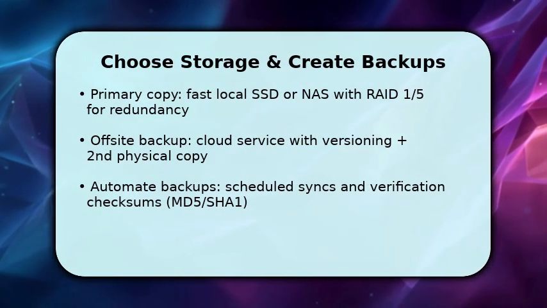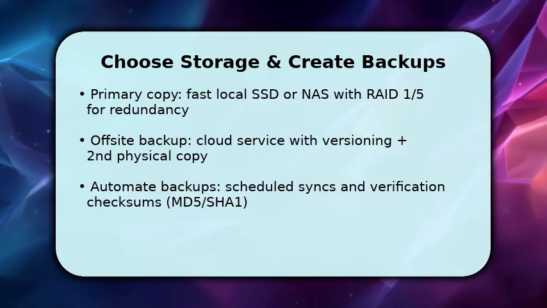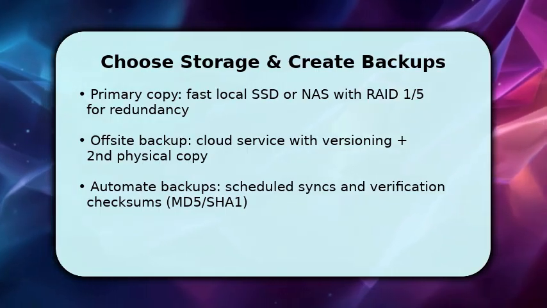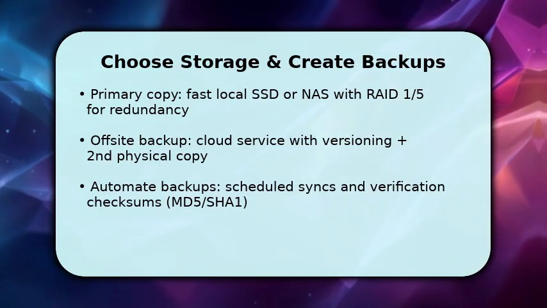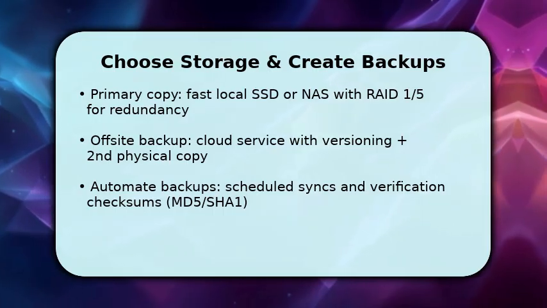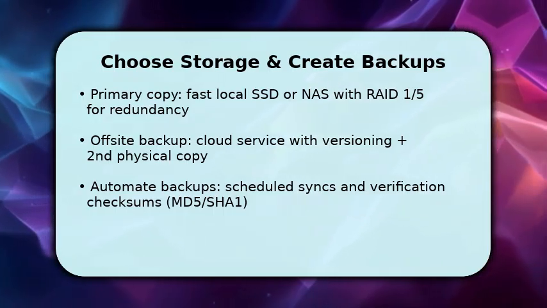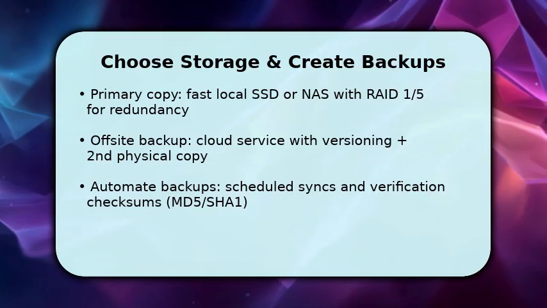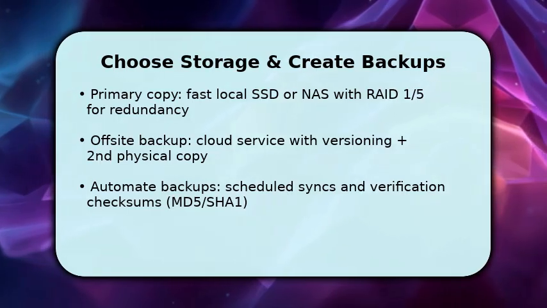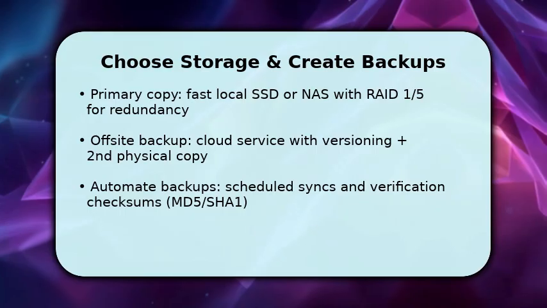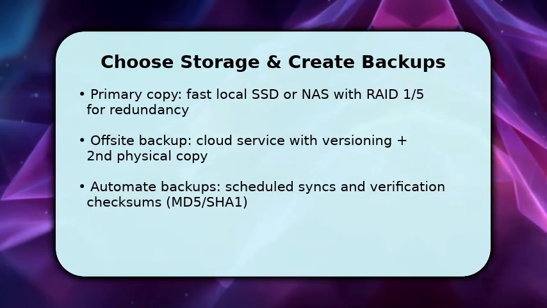Next, pick reliable storage and make multiple copies. Use a fast local SSD or a NAS-configured RAID 1 or RAID 5 as your working library, so reads are quick and data is redundant. Then set an offsite backup, cloud storage with file versioning, and keep a second physical copy in a different location.